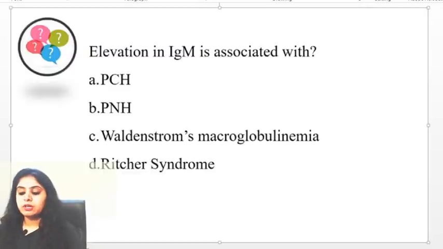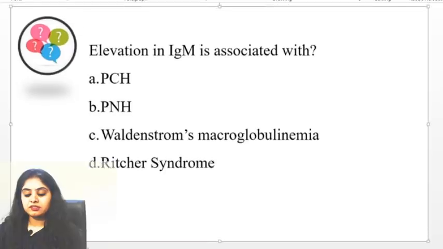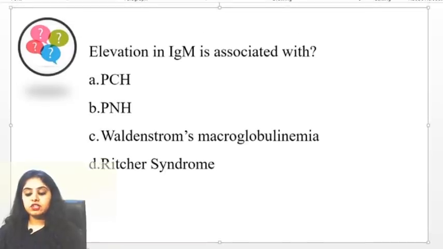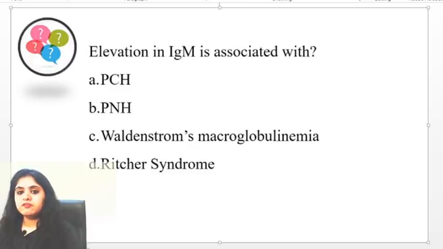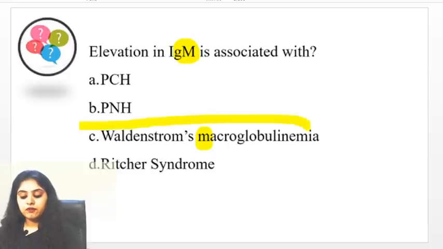Let's start with question number 1. It's a mixed bag, as all of you know, and question number 1 says elevation of IgM is associated with. It's going to be very rapid. I'm not going to include anything in depth, only what is important for the exam. So whenever I say the word IgM, we are dealing with macroglobulinemia. So please remember, elevation of IgM is seen in Waldenstrom's macroglobulinemia.